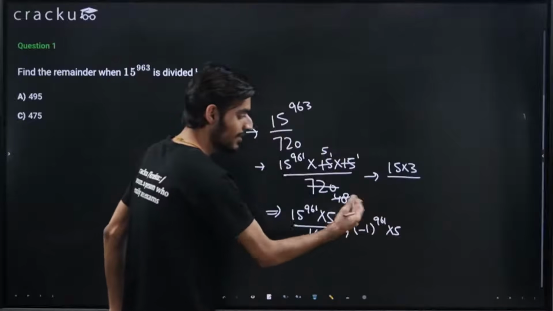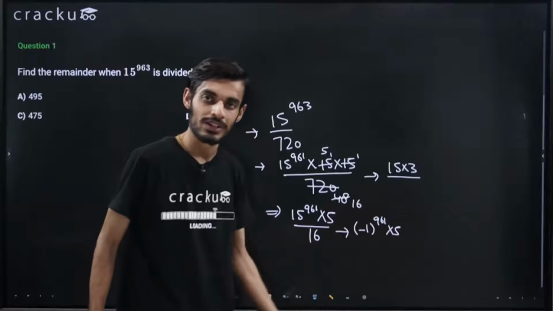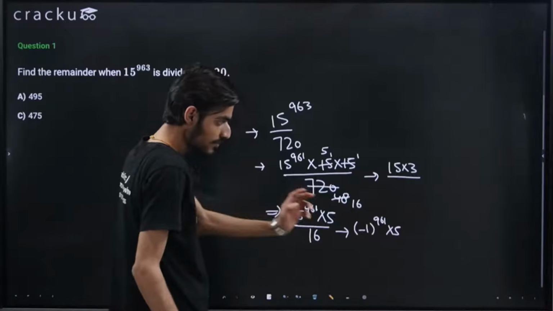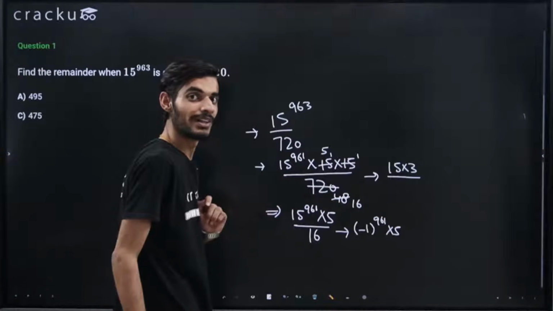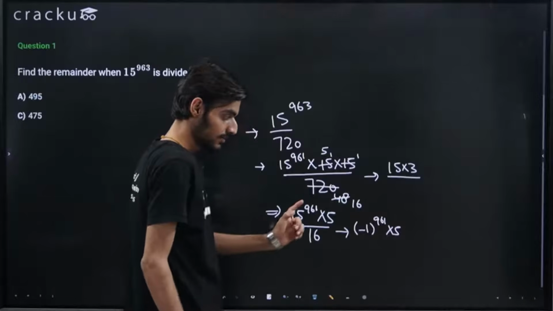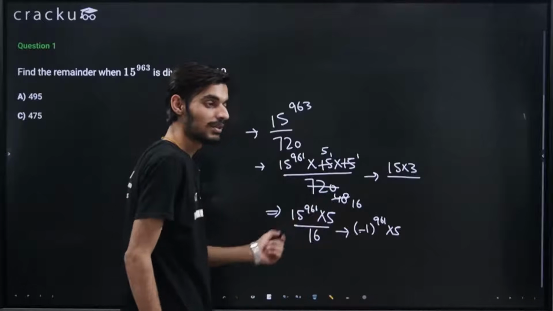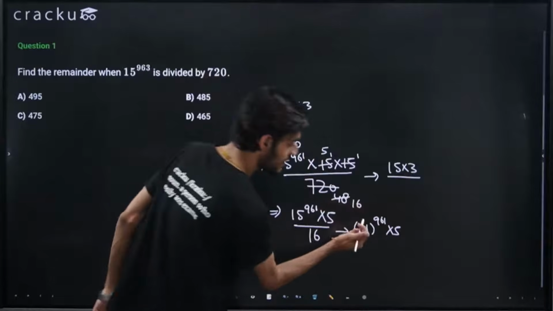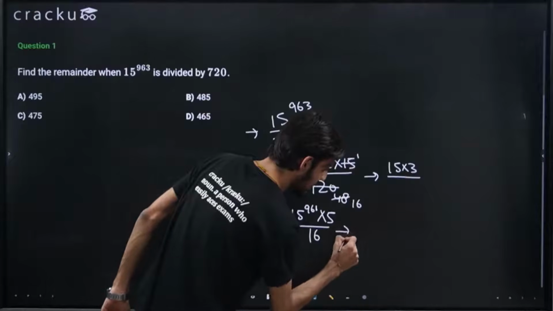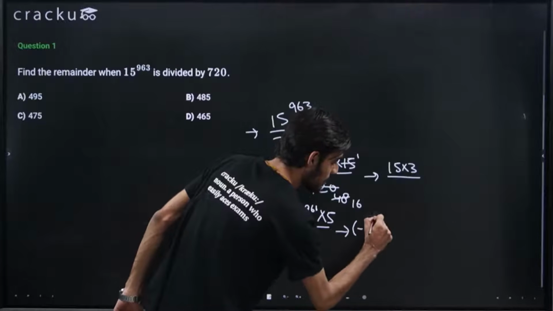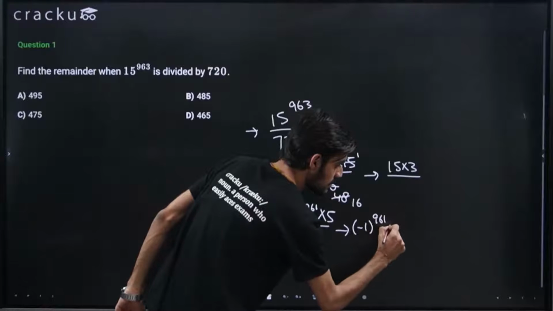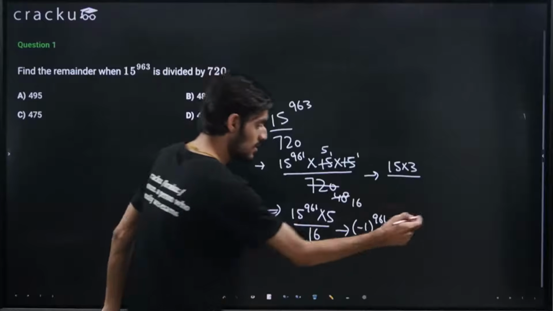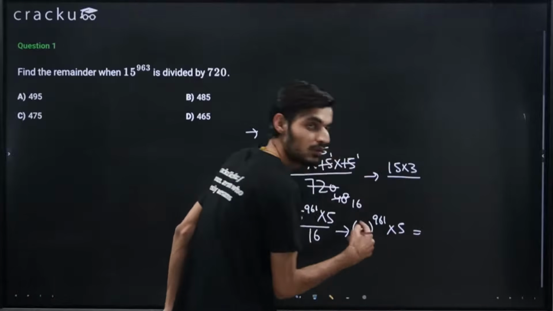See, 1 raised to any power will give me 1 itself. But because it is minus 1 and it is an odd power, the resultant will be minus 1. If instead of minus 1 it was plus 1, any power would give me 1 only. But because it is minus 1, we need to check the power also. So the resultant will be negative, that is minus 1. So what we will get here is minus 1 into 5, that is minus 5.